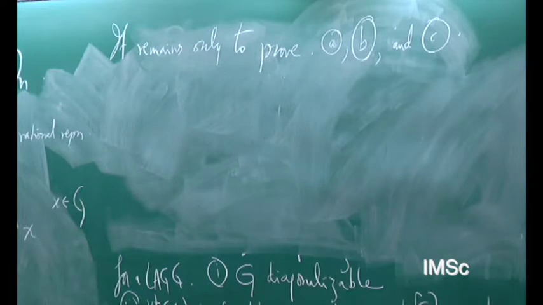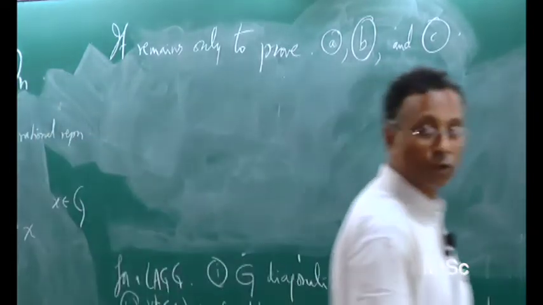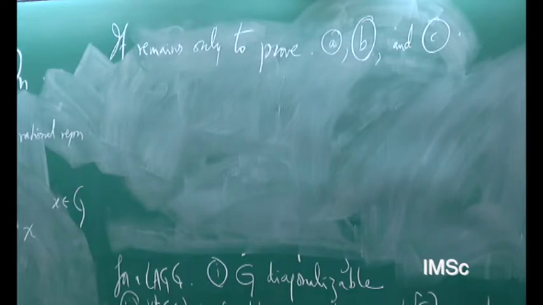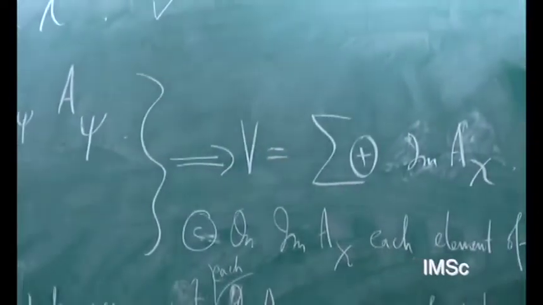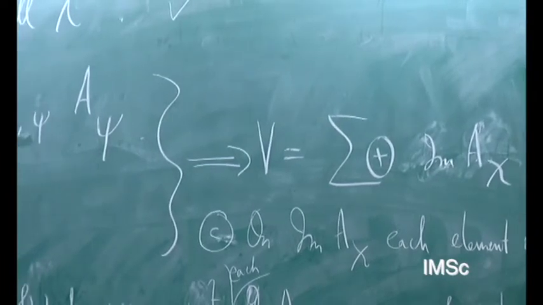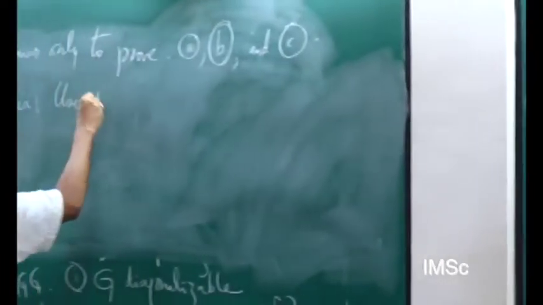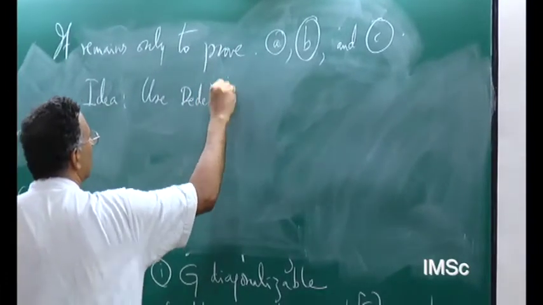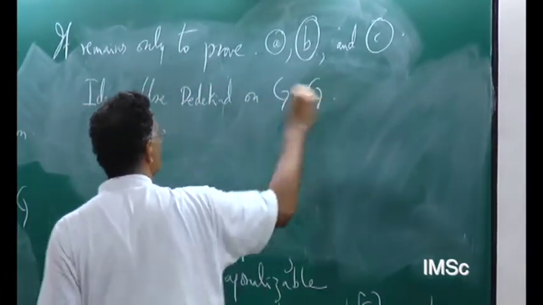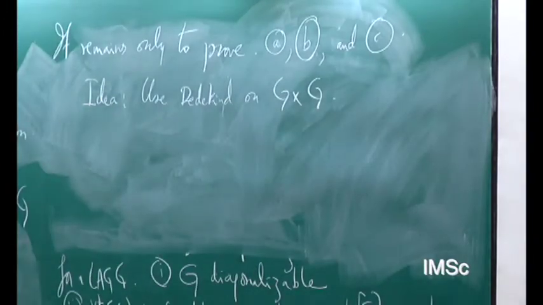Let's see what he says. So the short proof, this is what all the book says, is that the idea is to use Dedekind on G cross G. This is what he's saying. That's all there is. Of course, we have to now expand on this and see what he means by this and write it out, and that will give us the proof.